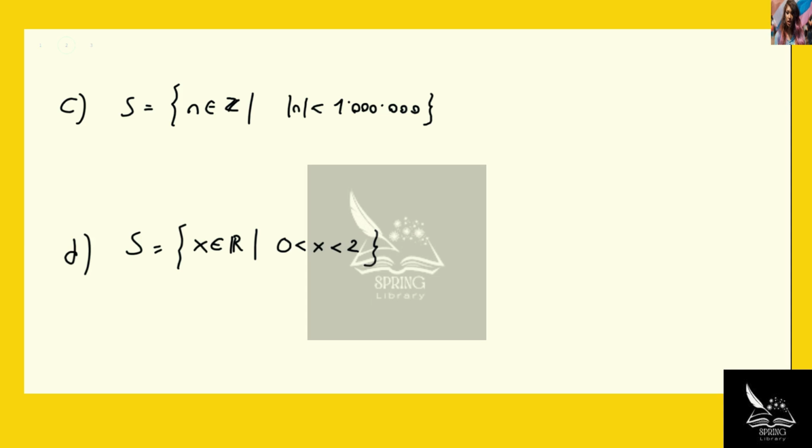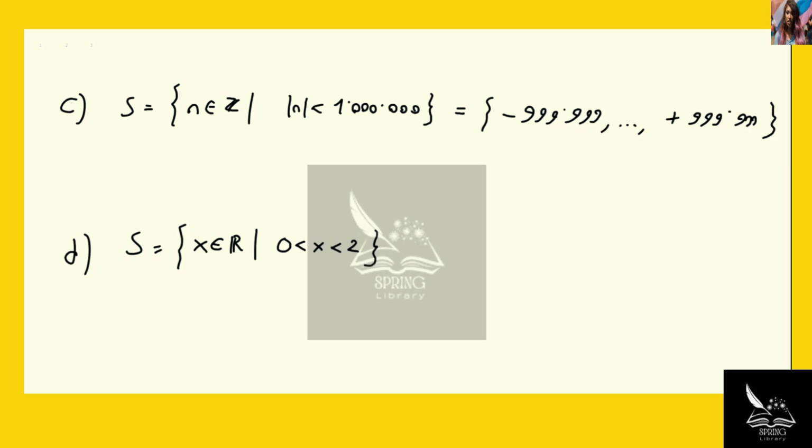Now for C, we have the set of integers which are in absolute value lower than a million. This set is of course finite because it contains the elements minus 999,999, minus 999,998, all the way up to 0, and then all the way up to 999,999. And of course this is a finite set with 2 million elements roughly, but it's finite.